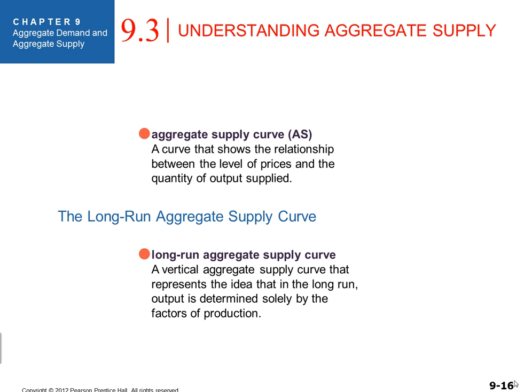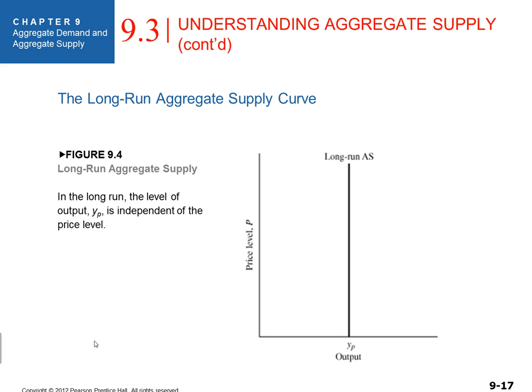So the long run aggregate supply curve is a vertical aggregate supply curve that represents the idea that in the long run, output is determined solely by factors of production. So in the long run, as you can see here, the aggregate supply curve is vertical. Okay? That means that any change in aggregate demand is going to cause a price change and not a quantity output.